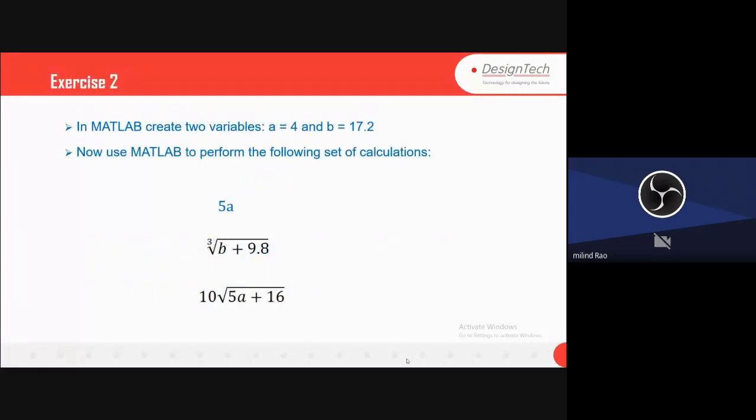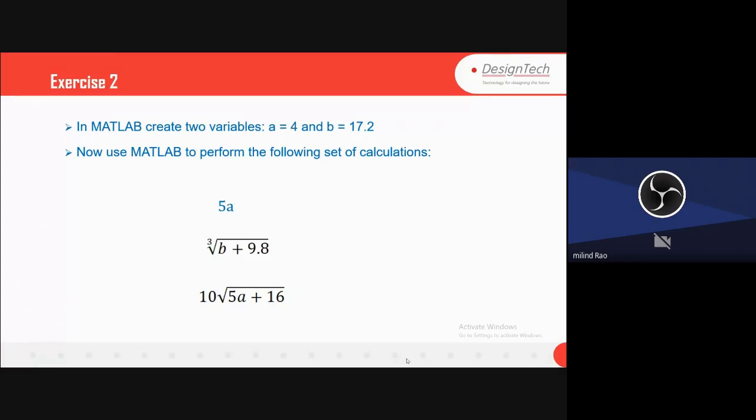Okay, so we will see one example, that is to perform simple calculation. Let's consider these two variables, a which is equals to 4 and b which is equals to 17.2. Okay, now we will do the calculation.